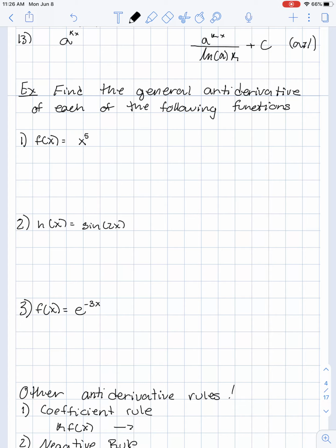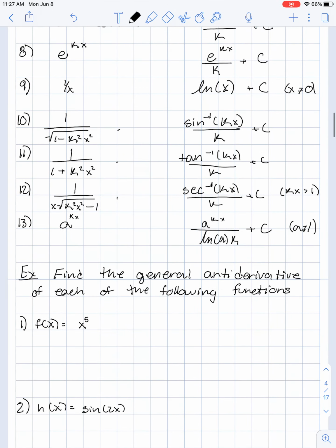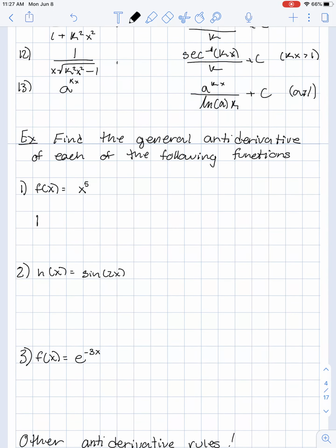So we're going to find the general antiderivative of each of the following functions, meaning I don't have an initial condition, so I'm just going to leave a plus c. All right? So we have x to the 5. I'm going to use what I call the reverse power rule, which is this top guy right here. So in this case, n is 5. So that means that big F of x will equal x to the 5 plus 1 over 5 plus 1 plus a constant c, which equals x to the 6th divided by 6 plus c.